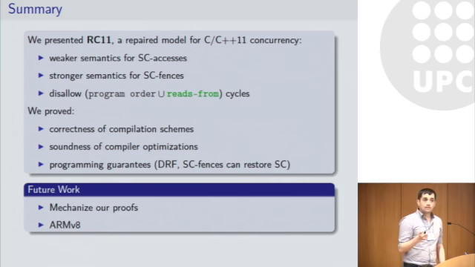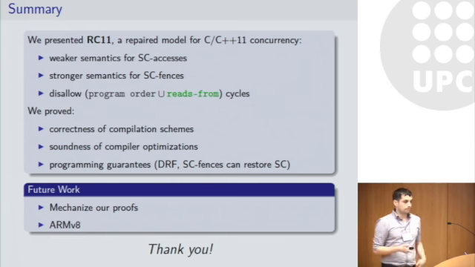To conclude, we presented the model we called RC11, repaired C11, that has weaker semantics for SC accesses, stronger semantics for fences. This is an orthogonal point. You can have it or remove it, disallow these PO and RF cycles. And we proved the correctness of compilation schemes, the correctness of compiler optimizations, and the programming guarantees that I mentioned before: DRF, and if you have a fence between every two accesses, then you have SC. That's it. Thank you.